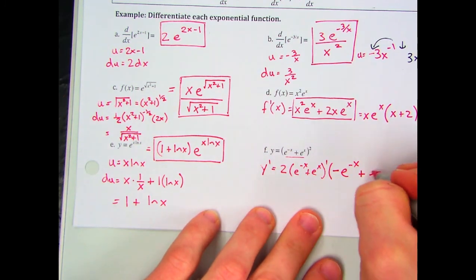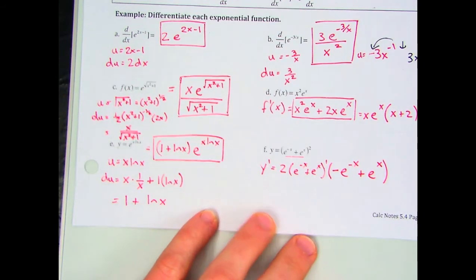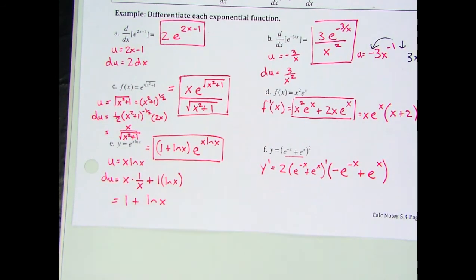Plus e to the x. Okay, everybody with me on finding the derivative of e to the negative x? Why does it say negative x? Okay, so we let u be negative x, du would be negative 1. So there's du. And then the derivative of e to the x is just e to the x.